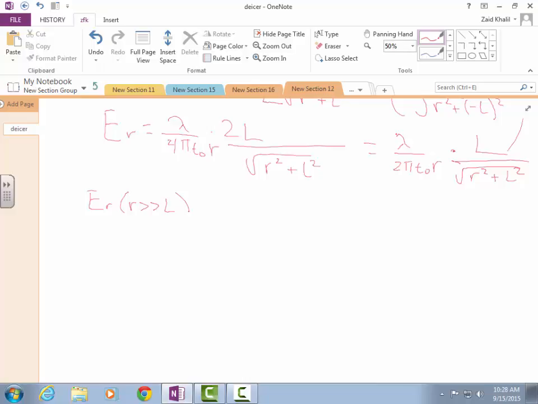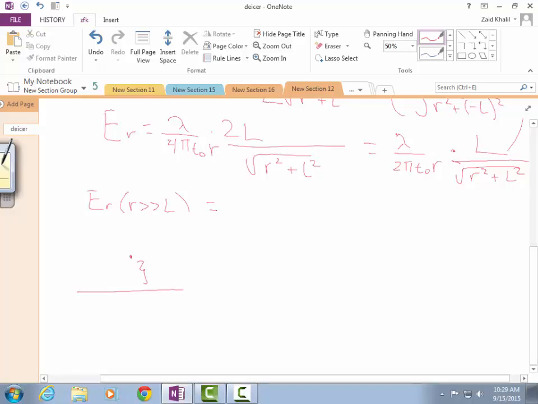Yes. Do you remember what little r referred to? Little r is the distance away from that line. And so what would this look like? Very far away, a point charge, right? So what should that look like? kQ over, in this case, little r squared. kQ over r squared. So we should always be seeing this.